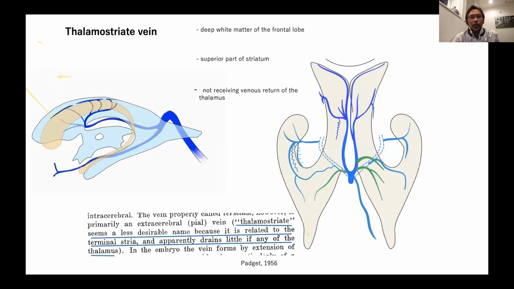Why is that? The name is very confusing. It says something about the thalamus, but actually it's not really draining the thalamus. This was written already by Paget: thalamostriate seems a less desirable name because it is related to the terminal stria, and apparently drains little, if any, of the thalamus. So it's not the main drainage of the thalamus.